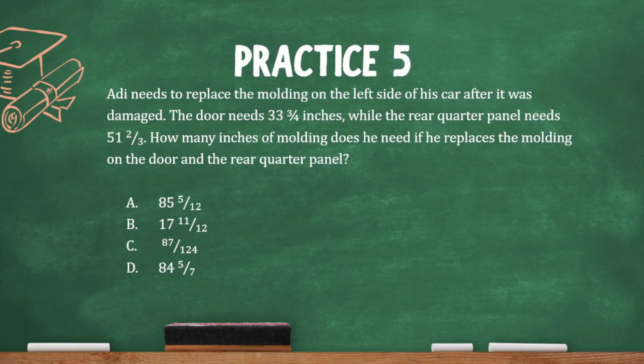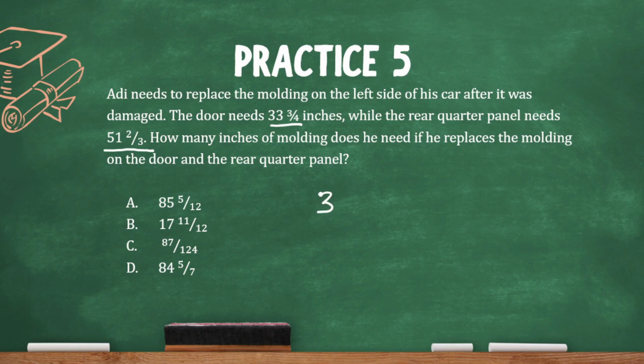Adi needs to replace the molding on the left side of his car after it was damaged. The door needs 33 3/4 inches, while the rear quarter panel needs 51 2/3 inches. How many inches of molding does he need if he replaces the molding on the door and the rear quarter panel? So we need to find a total here, right? We're adding two things together.